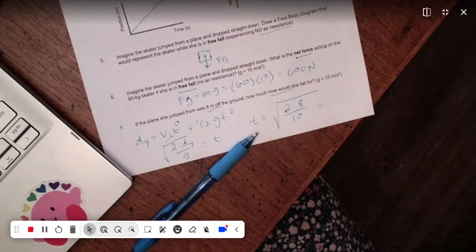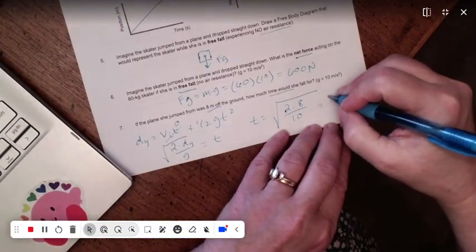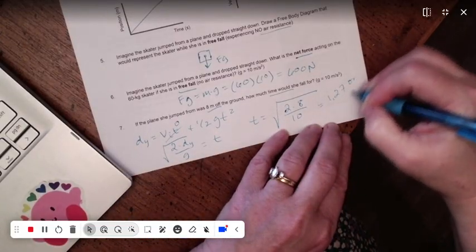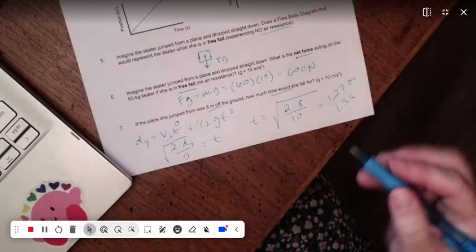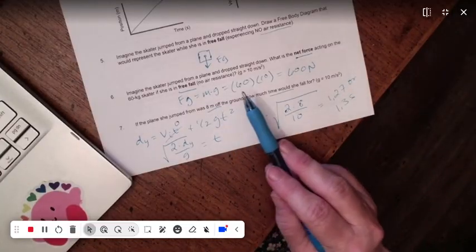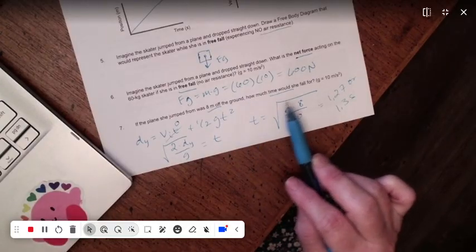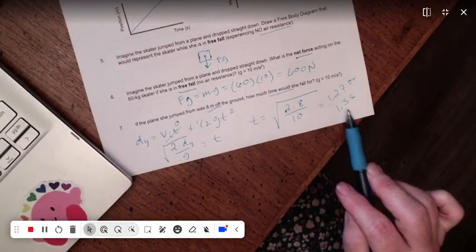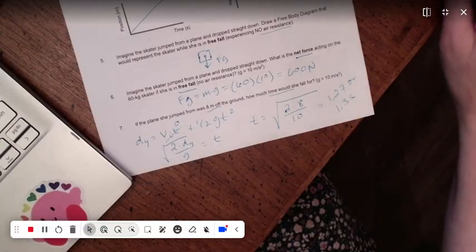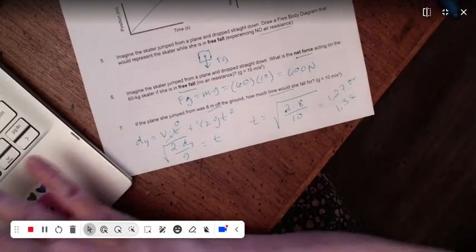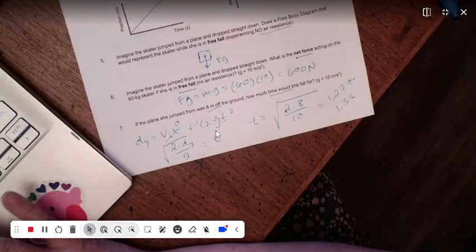Y'all have good calculators and you have your Desmos calculator, so that is 1.3 basically, 1.27. So 1.3 seconds. If she jumped from 8 meters off the ground, which isn't very high, and she's in free fall, it's going to take her 1.3 seconds to hit the ground. Okay, let me stop here and continue in the next one.